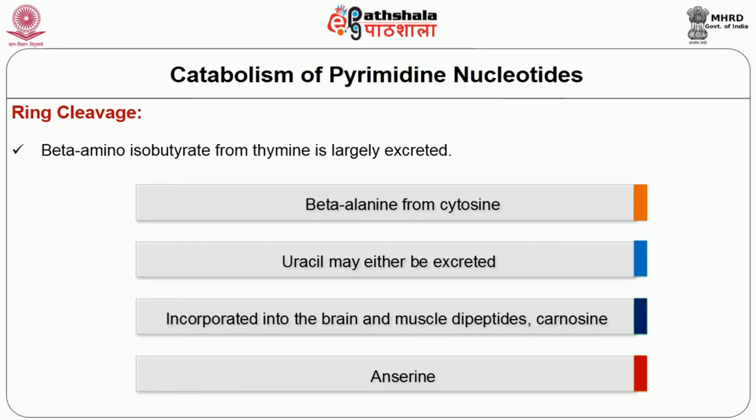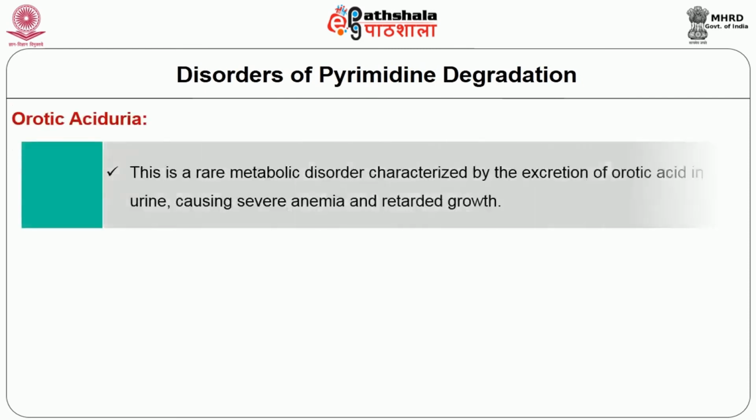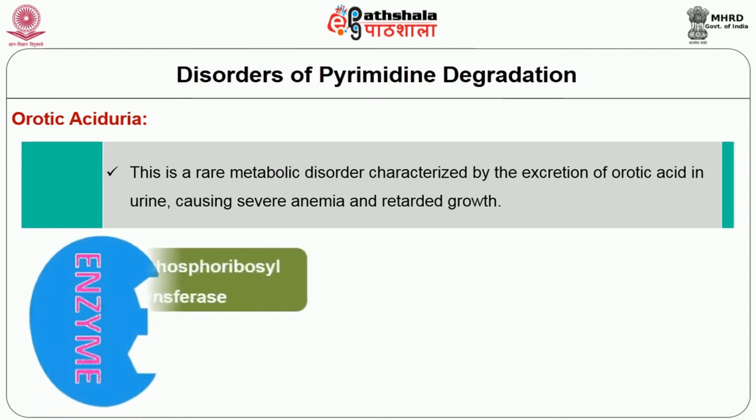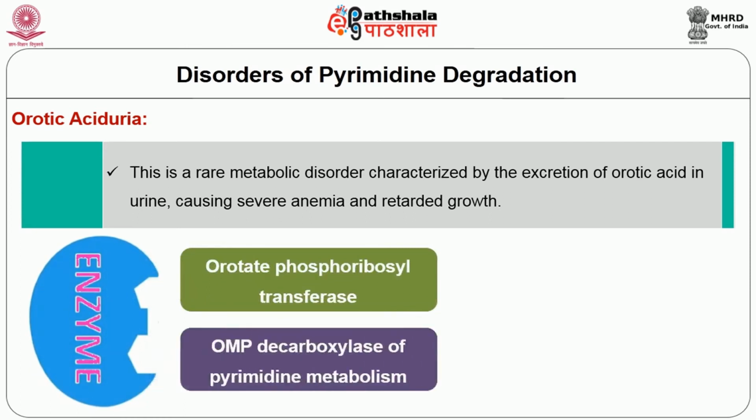Now, let us do a brief session on the disorders associated with the degradation of pyrimidines. We will start with orotic aciduria. This is a rare metabolic disorder characterized by the excretion of orotic acid in urine. This causes severe anemia and retarded growth. It is due to the deficiency of the enzymes orotate phosphoribosyl transferase and OMP decarboxylase of pyrimidine metabolism.